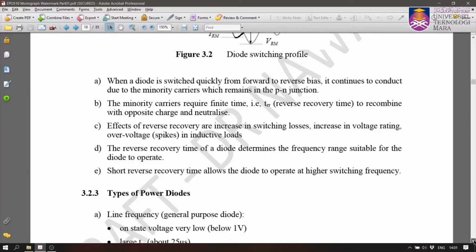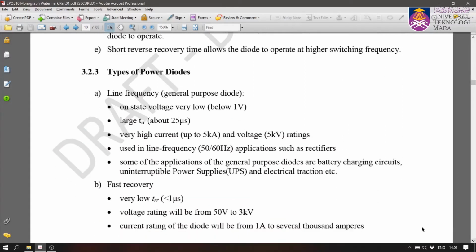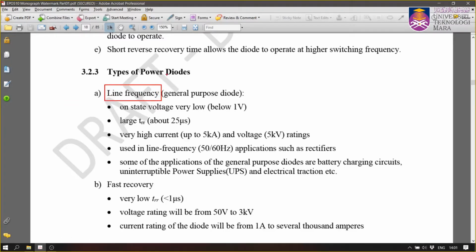For the types of power diodes, we have the line frequency diode, which operates at 50 Hz. Line frequency normally refers to 50 Hz or 60 Hz, a very low frequency. On-state voltage is very low, TRR is large, and normally it handles very high current and voltage. It is used in line frequency applications such as rectifiers. Some applications of these diodes are battery charging, power supply, and so on.